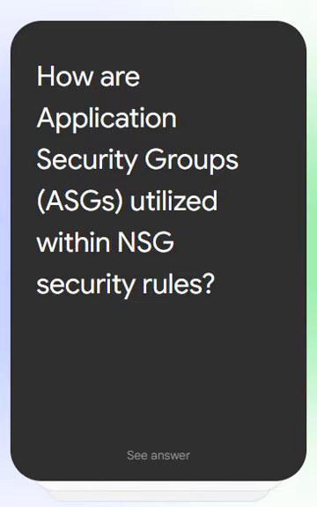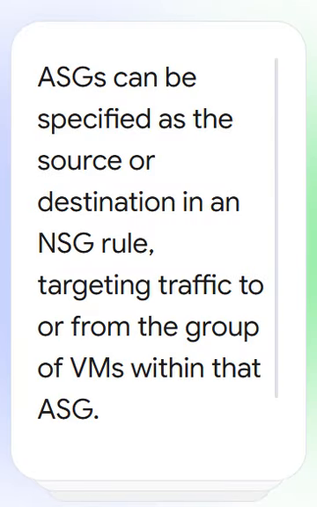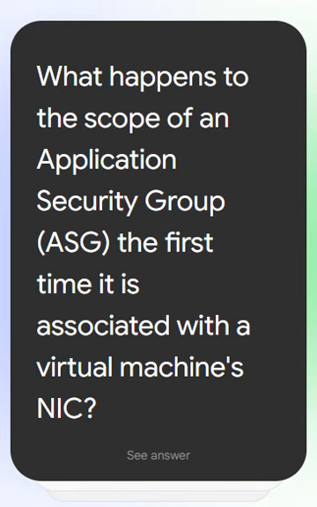Application security groups, or ASGs, are utilized within NSGs. Application security groups can be specified as the source or destination in an NSG rule, targeting traffic to or from the group of virtual machines within that ASG.